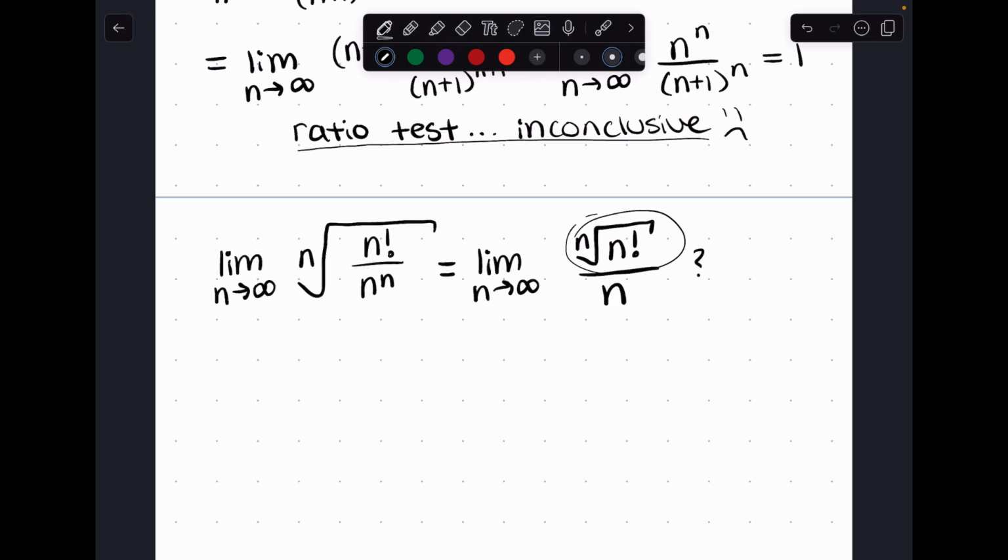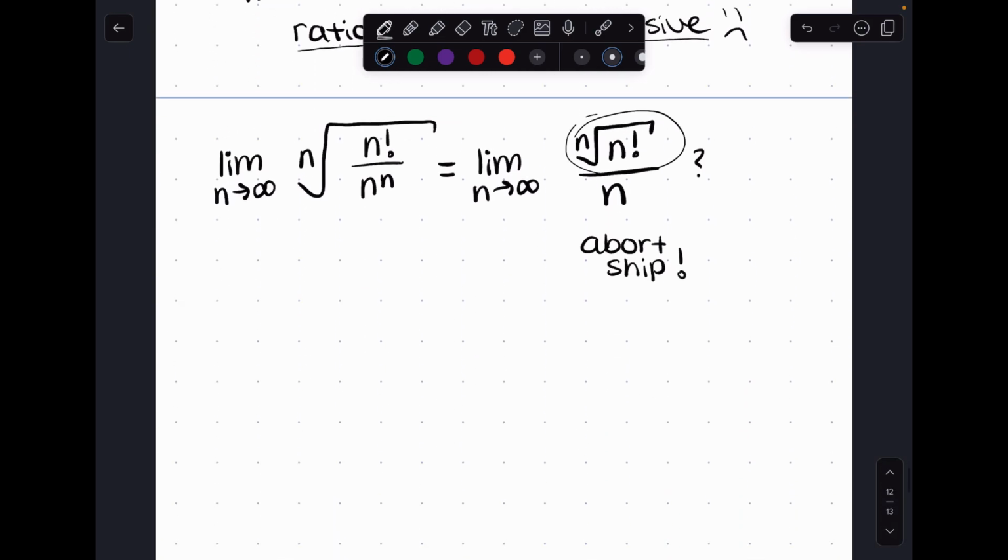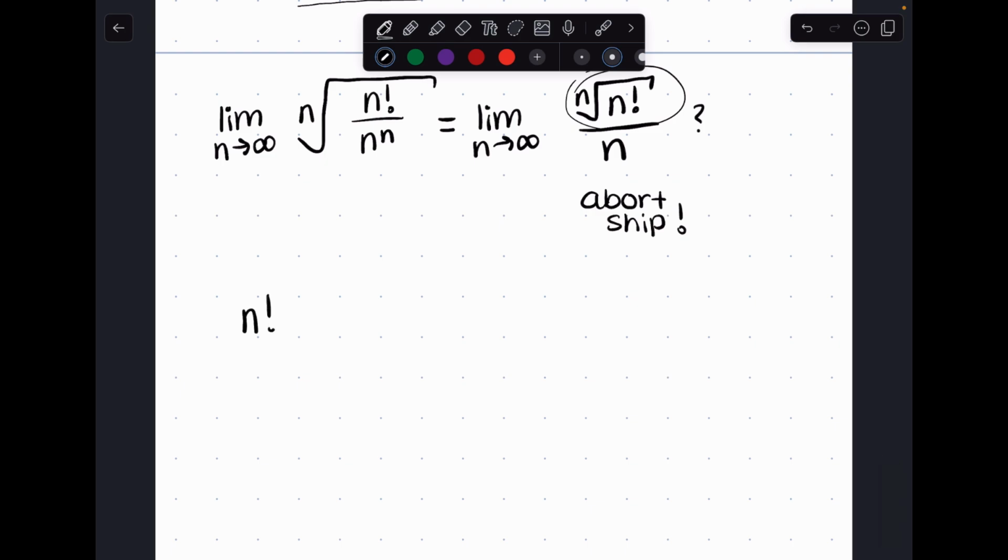It looks like we have maybe infinity over infinity, maybe 0 over infinity, maybe 1 over infinity. We're not quite sure. The n factorial is tripping us up. So we can abort ship here and try another test. I would suggest looking at what n factorial over n to the n is meaning. And I would suggest you pause the video right here, see if you can play around with this and figure out what other test you could use.